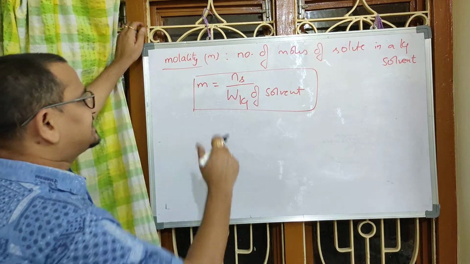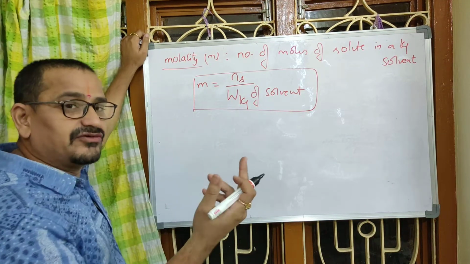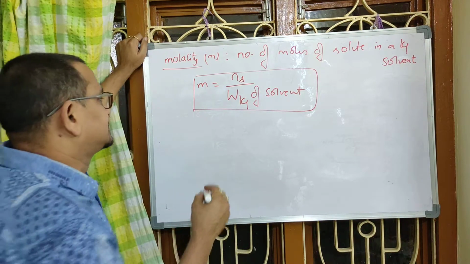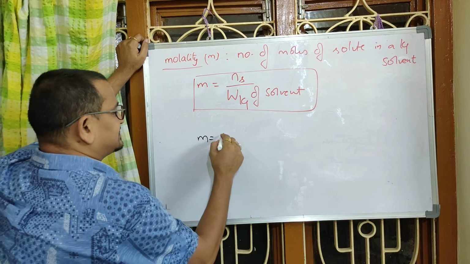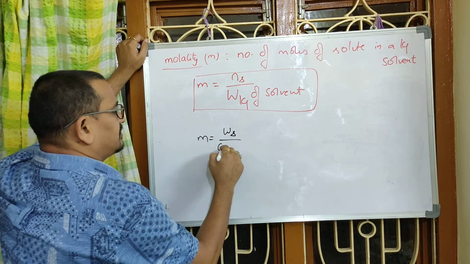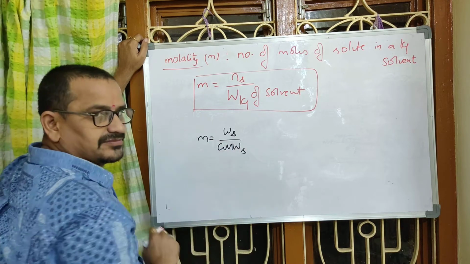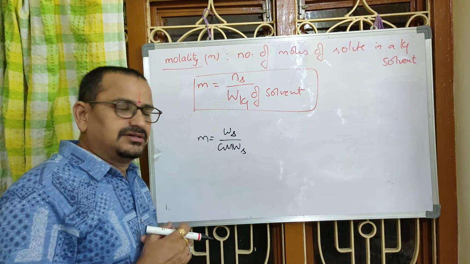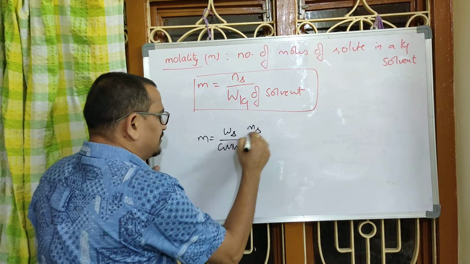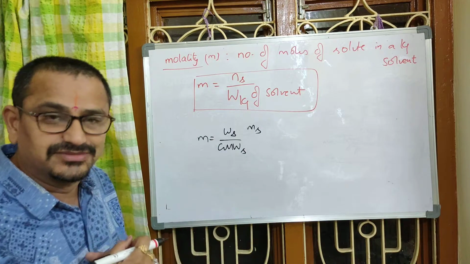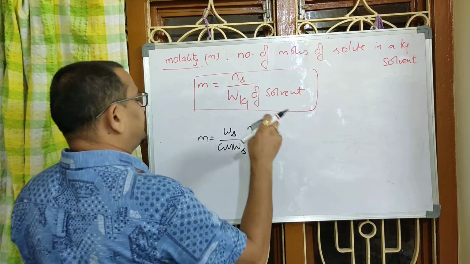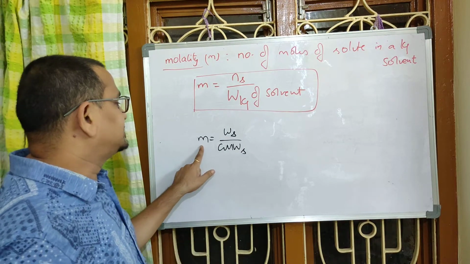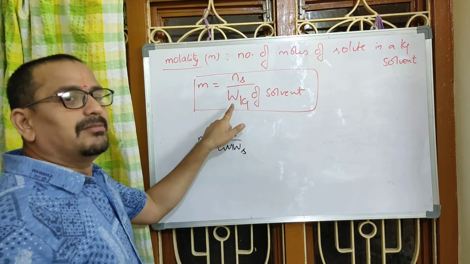Now, in this relation, we can substitute the number of moles of solute with the formula. How do you calculate the number of moles of solute? Mass by molar mass. So molality can also be expressed as weight of solute by gram molecular weight of solute. Sir, you pronounced mass, but you are using the symbol weight. Because if I use mass of solute, this m and this m you may get confused. To avoid that, I'm using the word weight instead of mass. Understood?